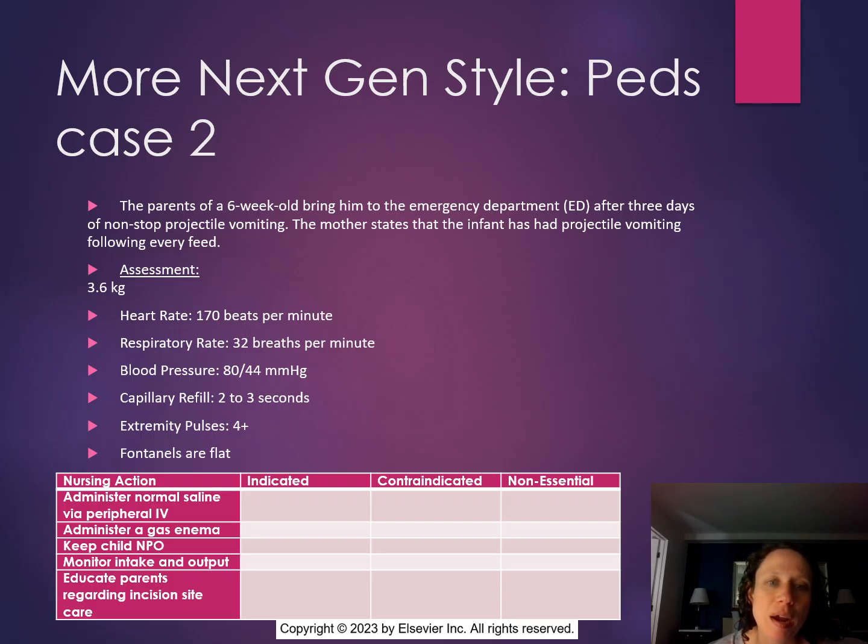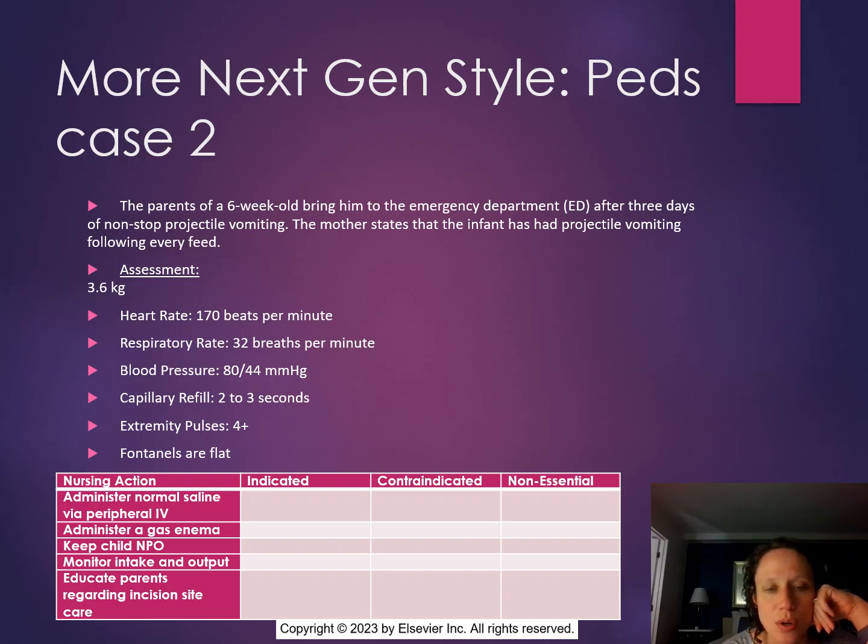Okay, another one. So we have parents of a 6-week-old who bring him to the emergency room after 3 days of nonstop projectile vomiting. The mother states that the infant has had projectile vomiting every feed. Heart rate is 170, respirations are 32, blood pressure is 80/44, cap refill 2 to 3 seconds, extremity pulses are 4+, fontanelles are flat.